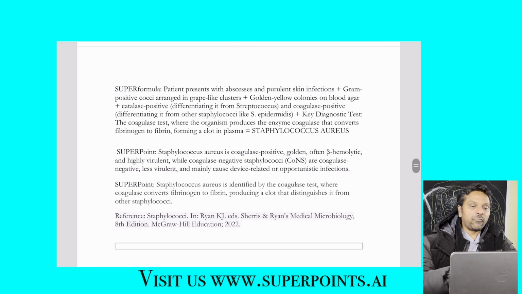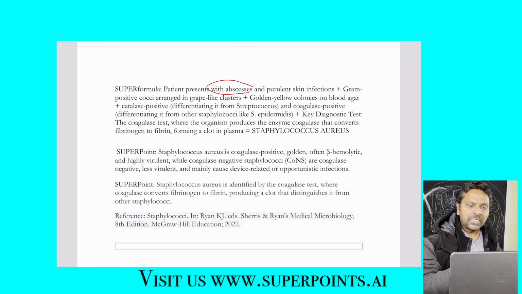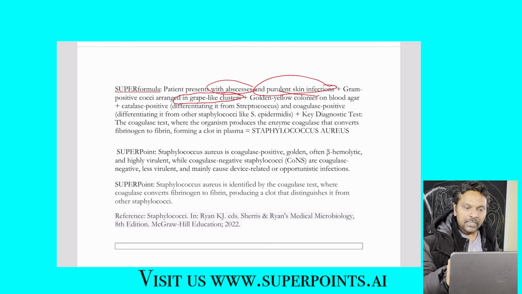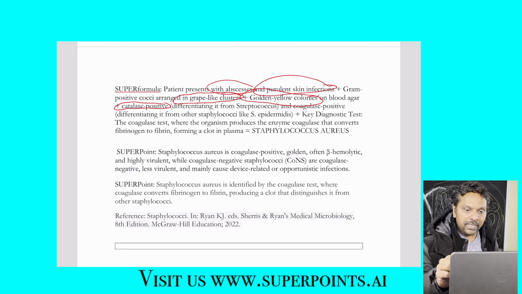So, what is the SUPER formula? The SUPER formula is about identifying a few keywords and arriving at the answer in 5 seconds. Okay, what are the keywords here? When you see a patient with abscess or purulent skin infection, whenever they say grape-like clusters, whenever they say golden yellow colonies, remember gold, aureus, all right. Then whenever they say catalase positive, and whenever they say coagulase positive, they are talking about Staphylococcus aureus.